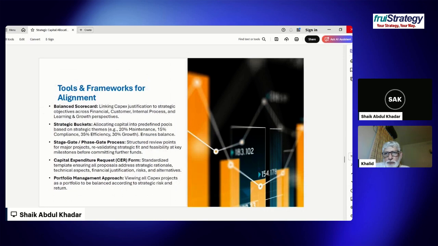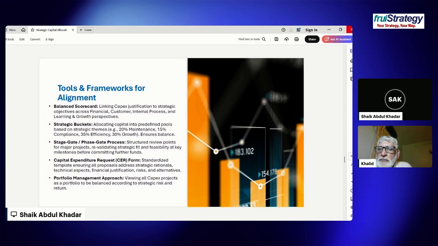So some of the tools and frameworks for alignment include the balanced scorecard and the strategic buckets. Strategic buckets is where you allocate capital into predefined pools based on strategic themes. For example, 20% of budget will go to maintenance, 15% to compliance, 35% to efficiency, and 30% to growth. So you decide on priorities and then allocate your budget based on the strategic buckets.